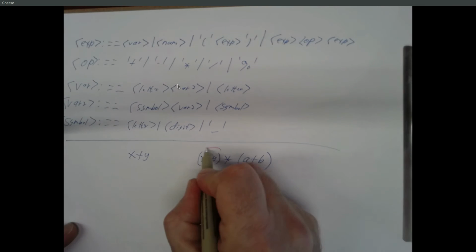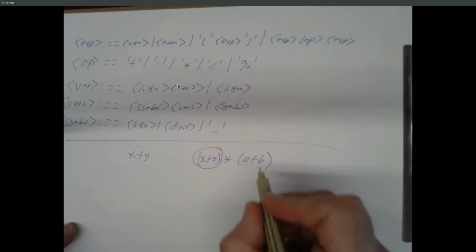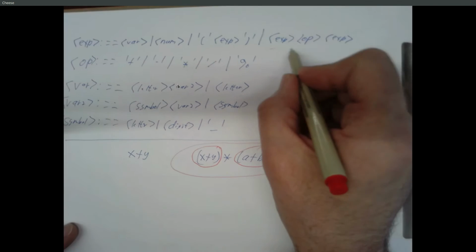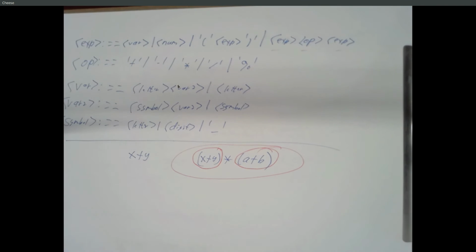And since this will parse as an expression, and this will also parse as an expression, ultimately this will parse as an expression, an operator, and an expression. So this whole thing will come out of this as an expression.